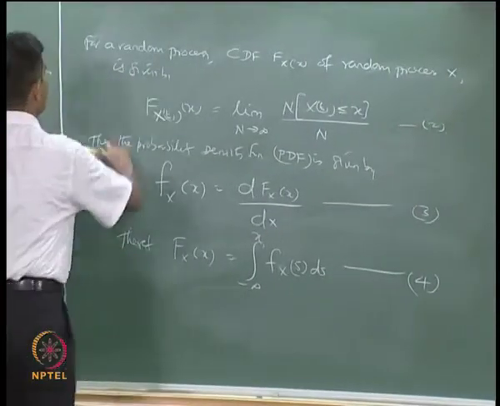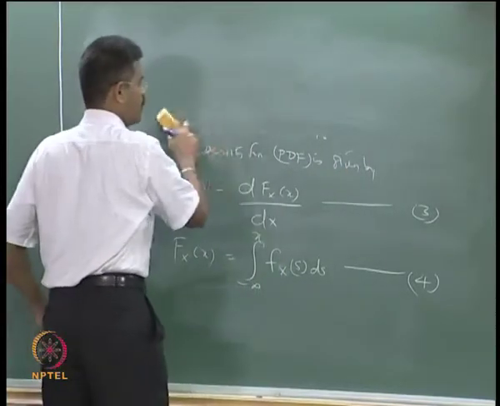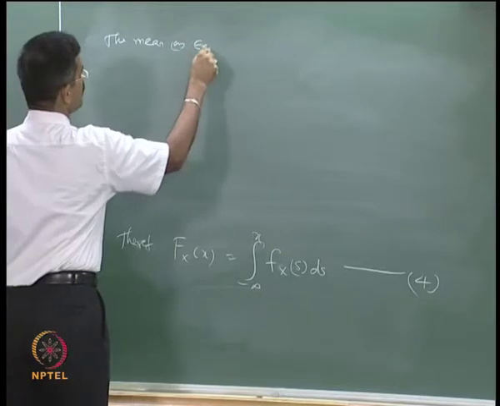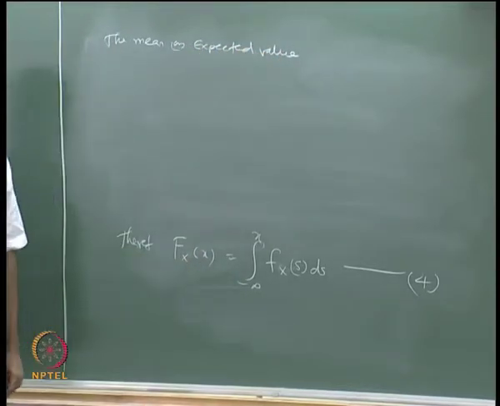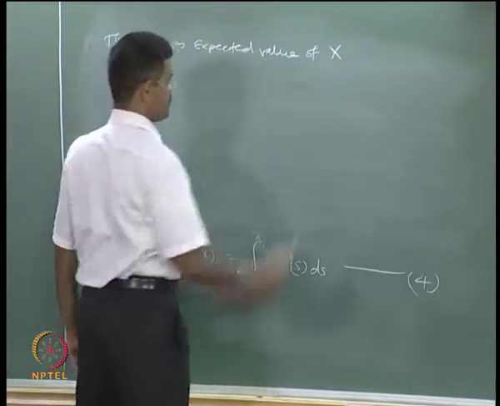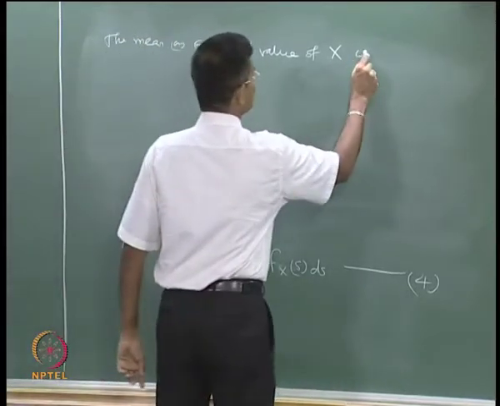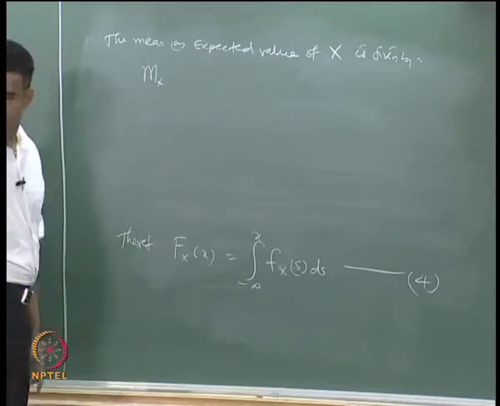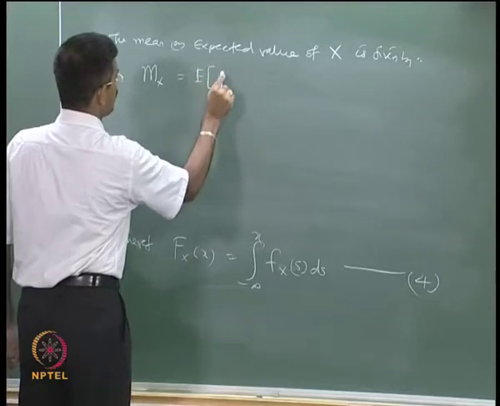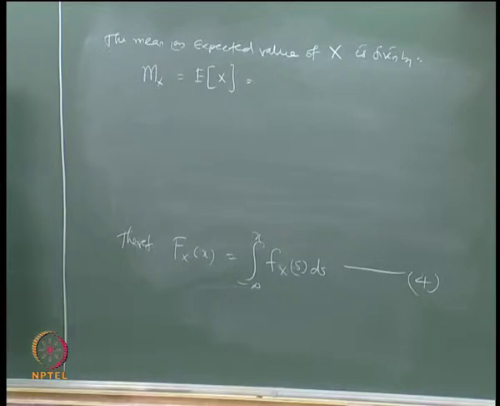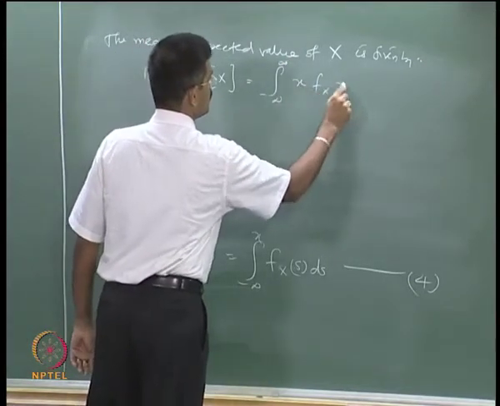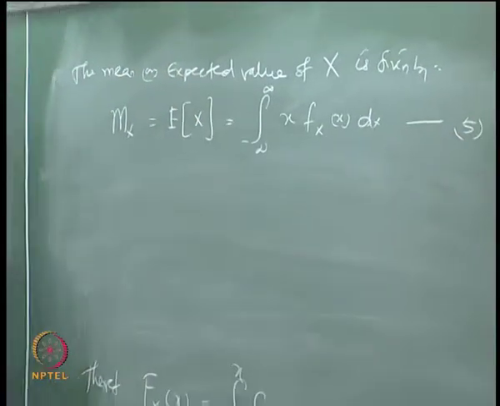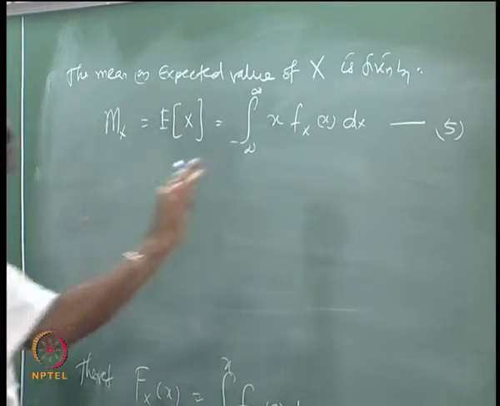Once I said this, then the mean value or the expected value of x is given by, let us say, m of x, which is equal to the expected value of x, which is the integral of the product of x and the PDF, dx. Variable is small x.